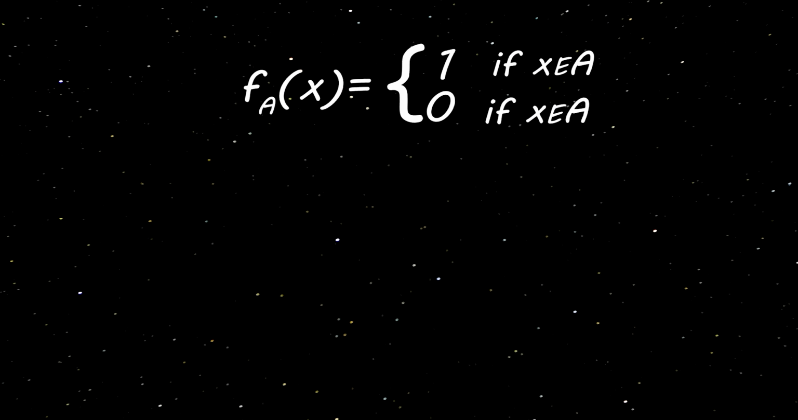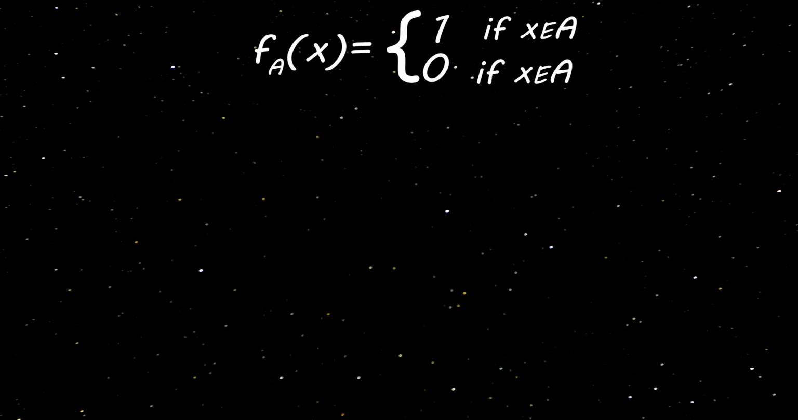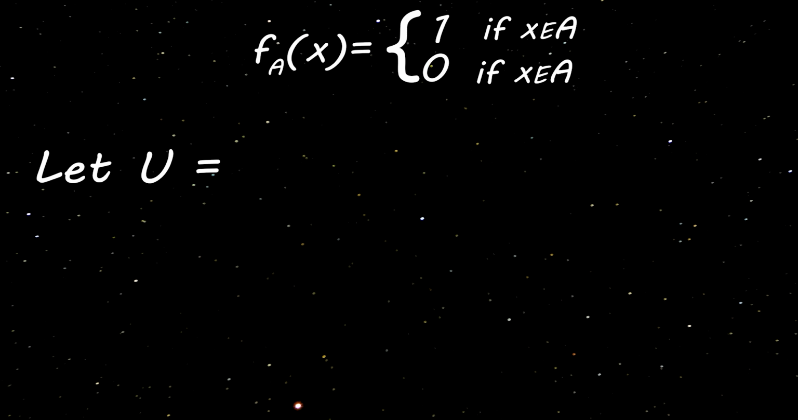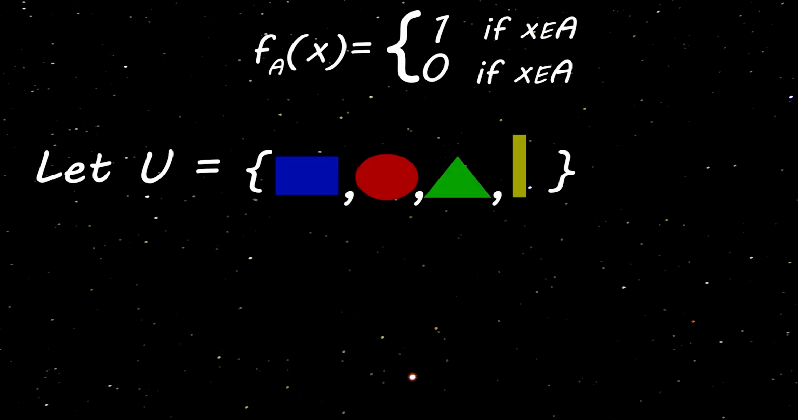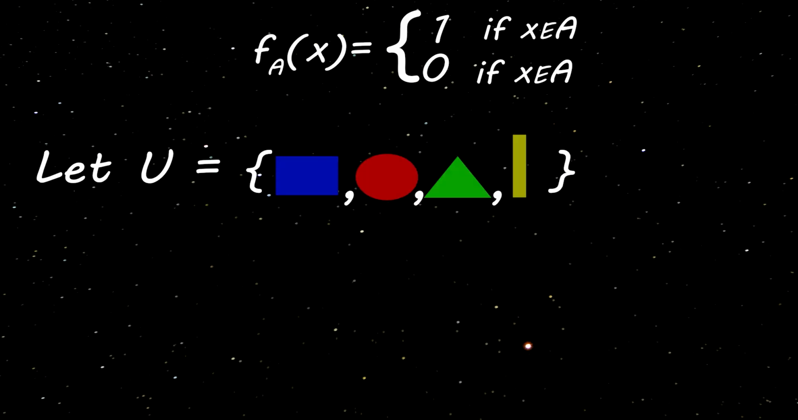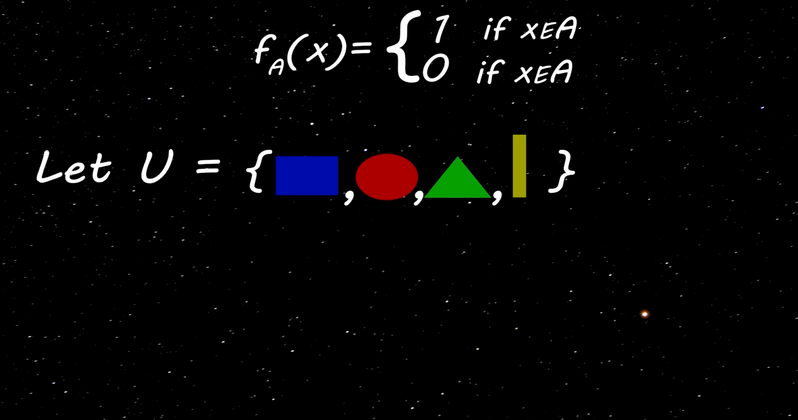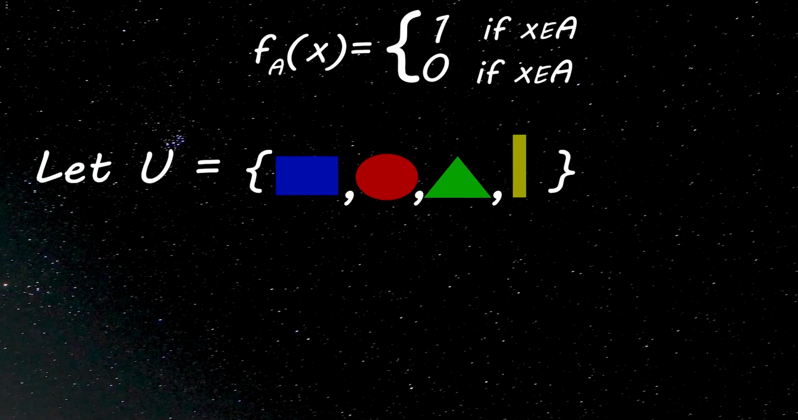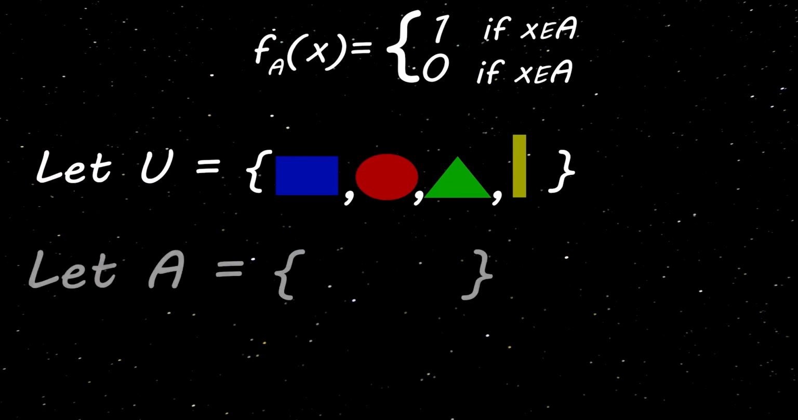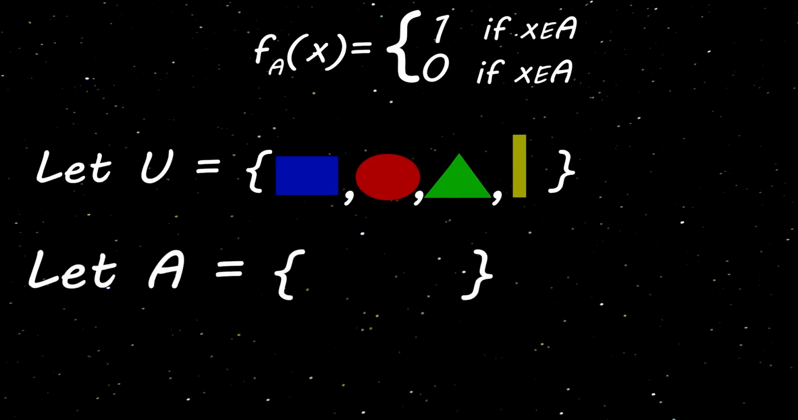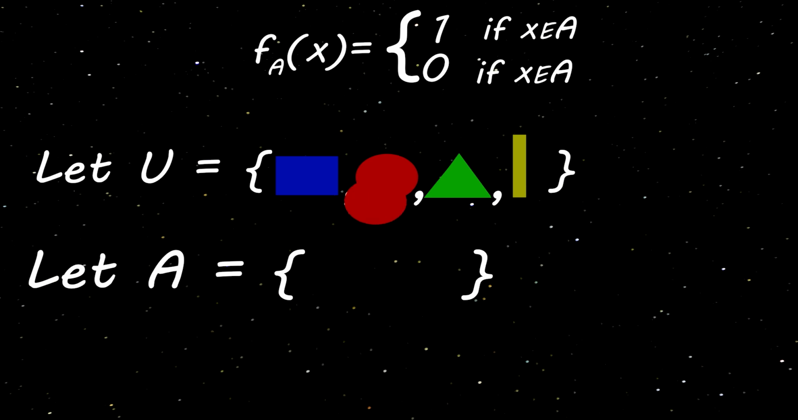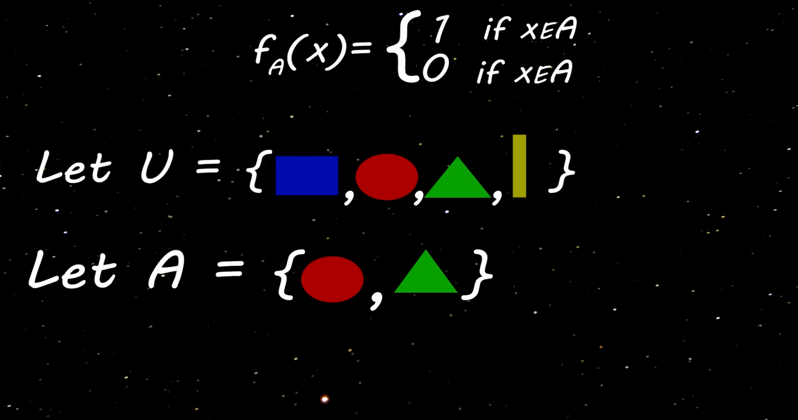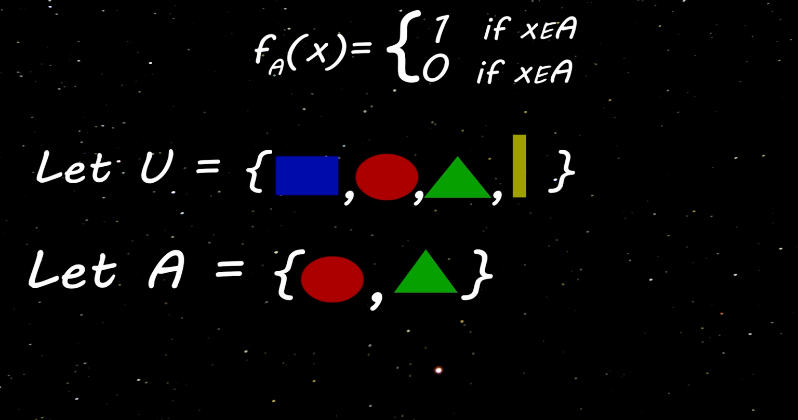Let me simplify this for you. Ignore the formula on top for a second. Now let's imagine we have this universal set called U, and U has these objects inside. A universal set is any set which has meaningful data or information. So for this example, we've made the square, circle, triangle and that straight line meaningful information. Since the formula above uses the set A, let's pretend the set A contains the elements, the circle and triangle. That would make A a subset of U, because the elements of A are inside of U.